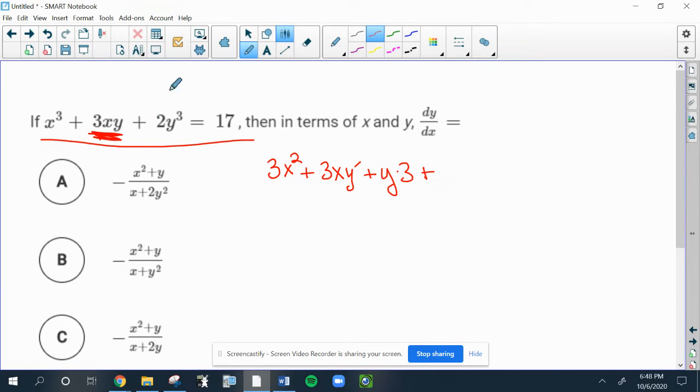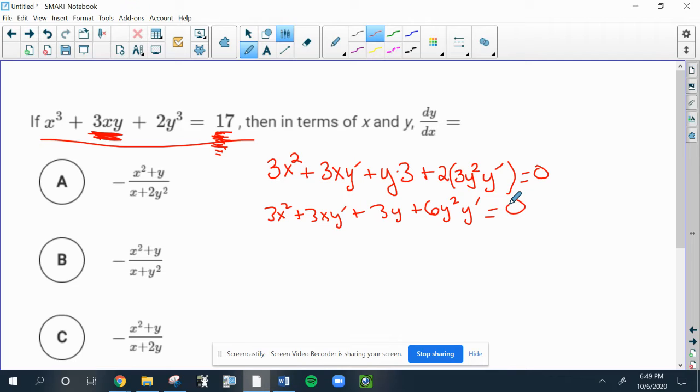Plus, now we have the derivative of 2y cubed. This is a chain rule. So the derivative of y cubed is 3y squared. That's the derivative of the outside. I left the y alone. Times the derivative of the inside, which is the derivative of y, just like we did over here. And then equals. Now, a lot of people forget this because we usually don't have two sides to a derivative, but for these implicits we do. So you have to take the derivative of 17, which is 0. So we have 3x squared plus 3xy prime plus 3y. So I'm just cleaning up, plus 6y squared y prime.